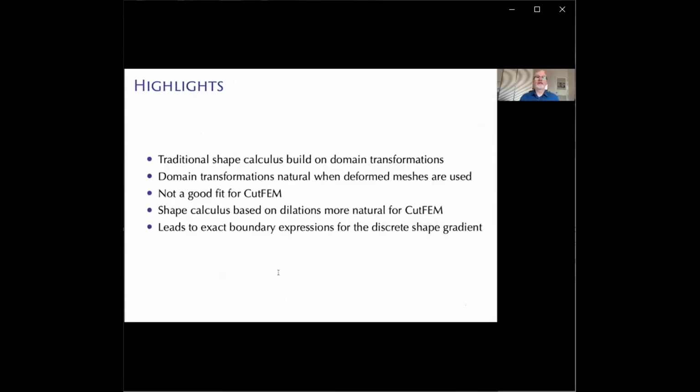Thus, to summarize, the traditional shape calculus is built on domain transformations. This is a very natural approach when mesh deformations are used, but not a good fit to cut finite element methods. The shape calculus based on dilations, however, fits very well to cut finite elements. Such a calculus leads to the somewhat surprising conclusion that there is an exact boundary representation for the shape gradient, also in the low regularity case of finite element discretizations.